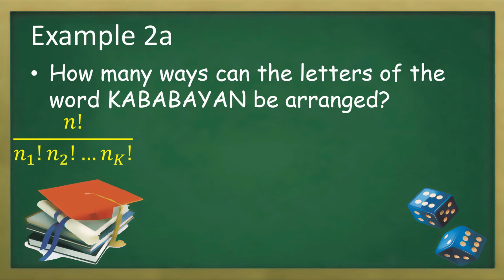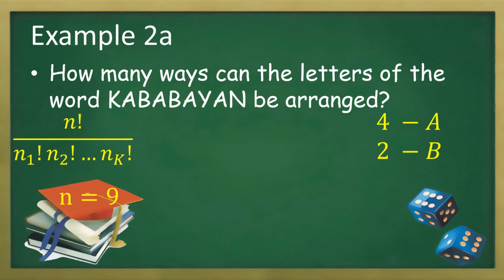To use the formula, we identify the n first, the number of objects we're going to arrange. In this example, we're going to arrange the letters of the word kababayan, which is composed of 9 letters. So therefore, our n is equal to 9. After this, we list down the repeated objects. Instead of listing down all the kinds of objects that we're going to arrange, we're just going to list down the repeated objects to make our solving easier. First we have 4 letter A, and then we have 2 letter B. So our n sub 1 will become 4, and n sub 2 will become 2.